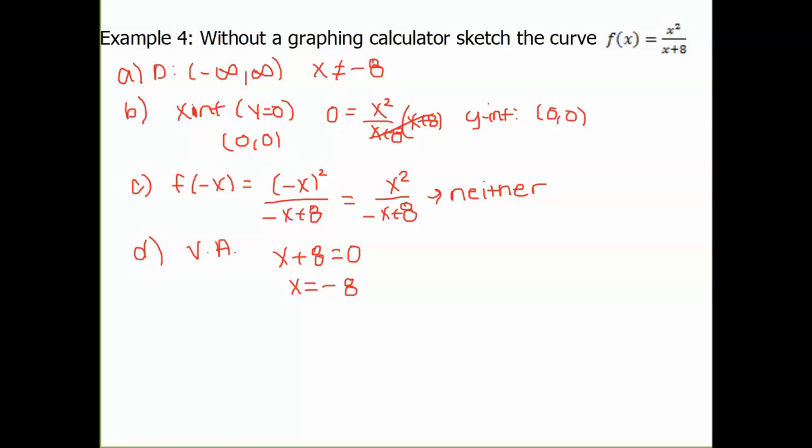And for this graph, because the numerator's degree is greater than the denominator's, my horizontal asymptote is a slant. So I have a slant asymptote, and I don't need you to find it, just know that it is there.